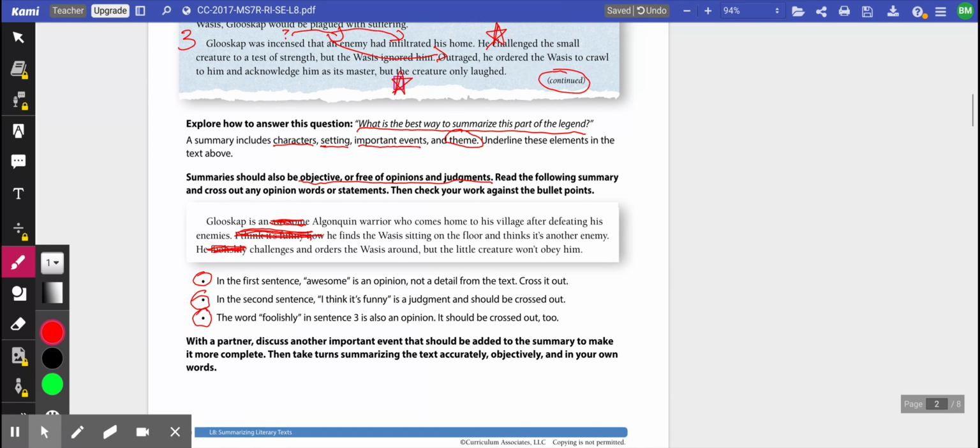So our last step down here says with a partner, which right now we might not be able to do, discuss another important event that should be added to the summary to make it more complete. All right, so is there anything that you can think of that would make a really good thing that we need to include? Think about all the stuff we starred that's not in there that we might want to put in an actual summary. If it were me, there's something I would put right here between sentence 2 and sentence 3. So I'm going to add that.